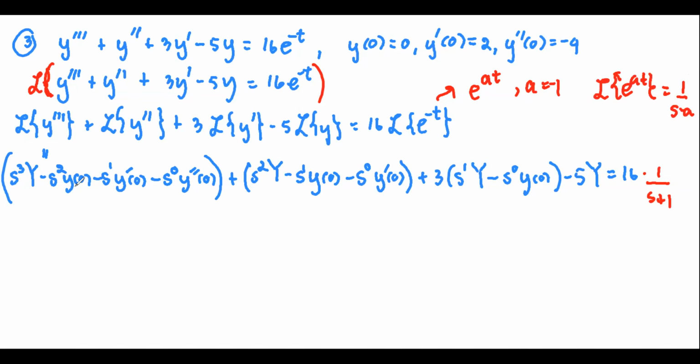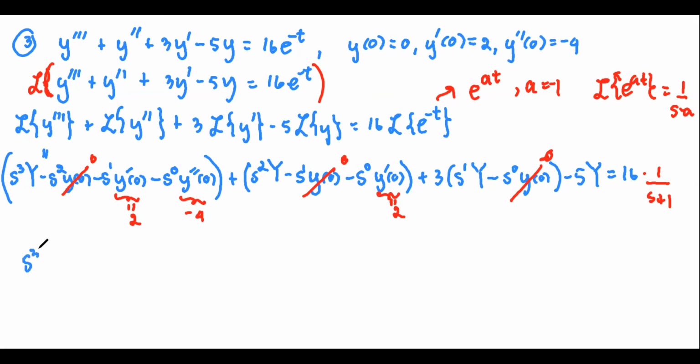Okay, good. y at 0 is 0. That's nice. And then y prime at 0 is 2. So this is 2. And y double prime at 0 is negative 4. This is negative 4. And then just clean up.